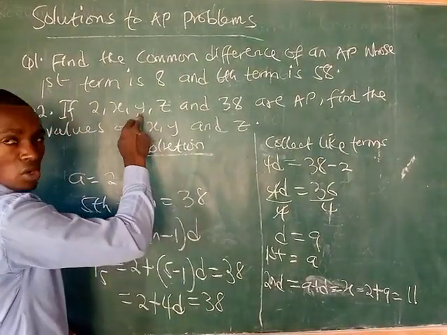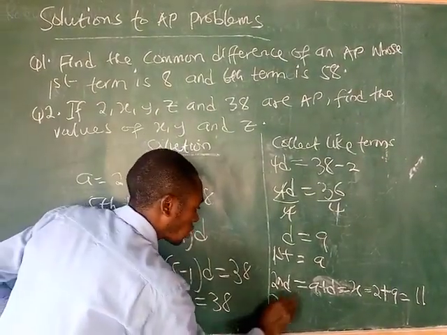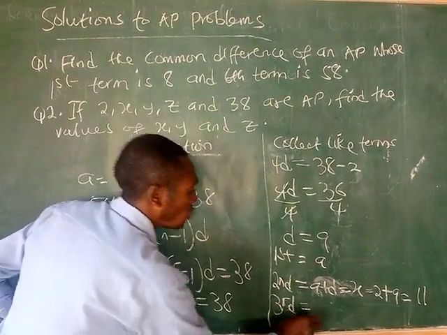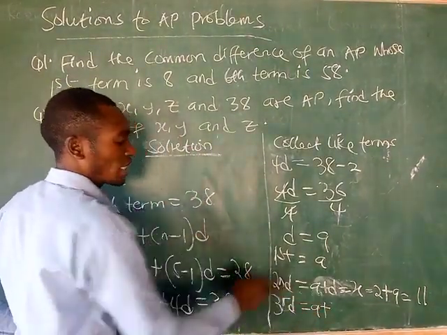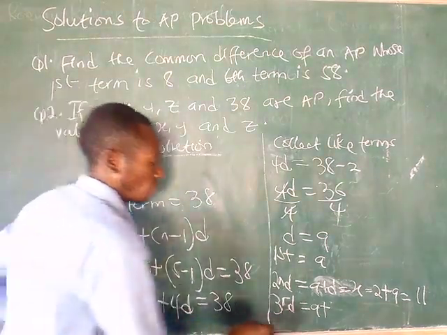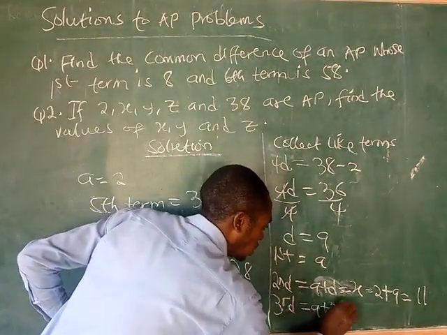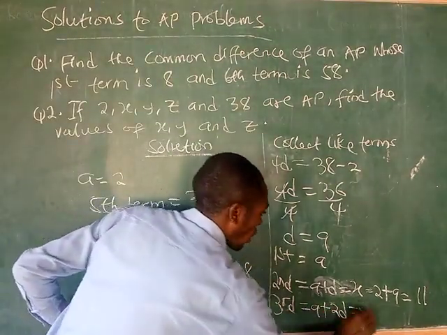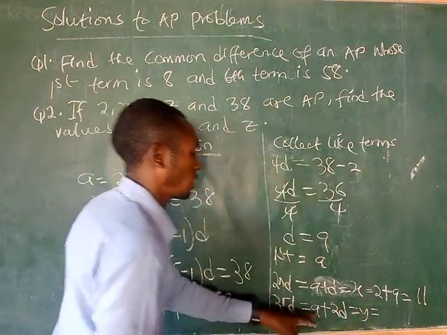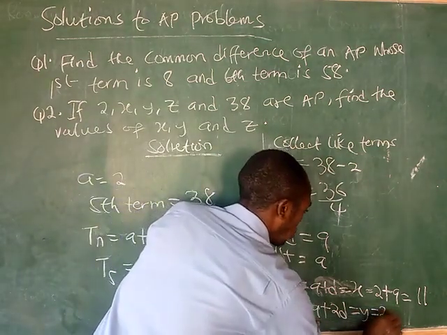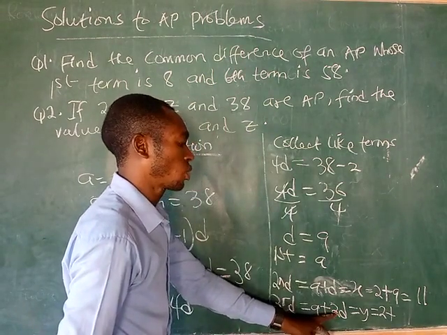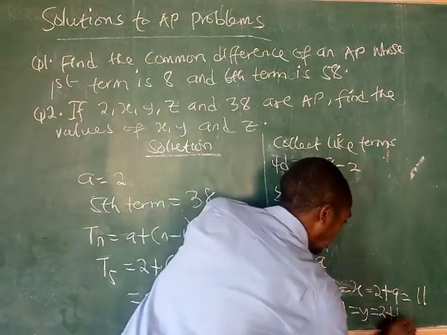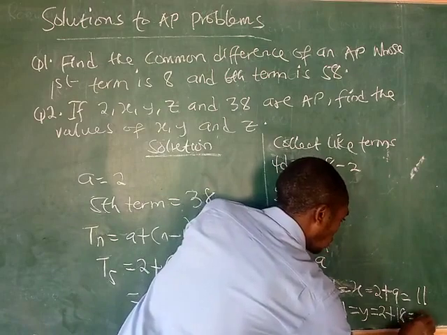Now, looking for the third term. Our third term will become A plus, we're going to have this increase by 2D, equal to our y. And our y is A, which is 2, plus 2 times the common difference, which is 9. So 2 times 9 is 18. So 2 plus 18 will give us 20.